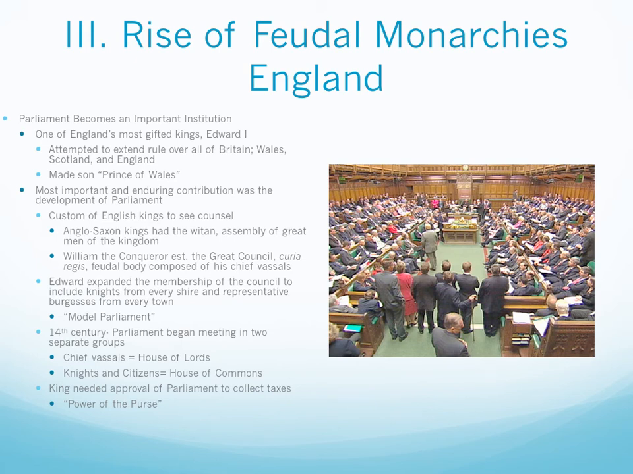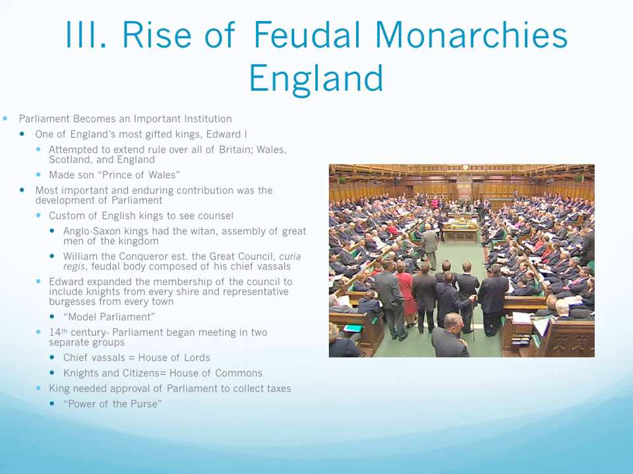Okay, so now we get to the reign of Edward I. He's one of England's most gifted kings. He really tries to kind of unify Britain and extend his rule over Wales, Scotland, and England. He makes his son the Prince of Wales, which is a reason why the son that's next in line for the throne is given that title, the Prince of Wales. So Prince William's father is the Prince of Wales. And then once he becomes king, after the Queen has passed away, then Prince William will become the Prince of Wales.